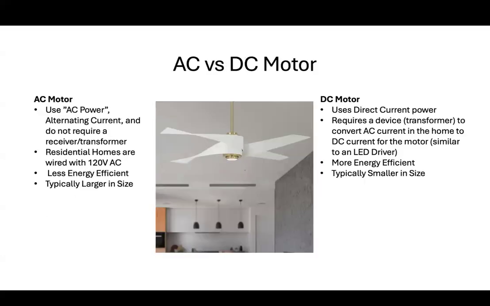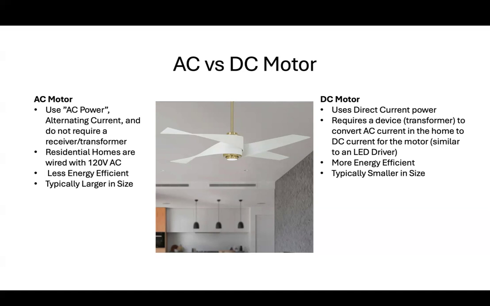AC versus DC motors. Minka Aire offers both AC and DC motor fans. Each have their own benefits. It's important to understand the basics of these motors to understand how to control them. AC motors use AC power, alternating current, and do not require a transformer or receiver. Residential homes are wired with 120-volt AC power, less energy efficient and typically larger in size.